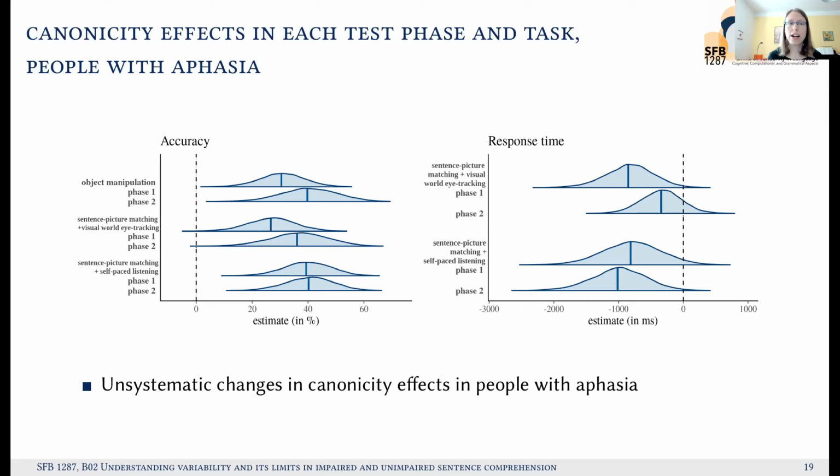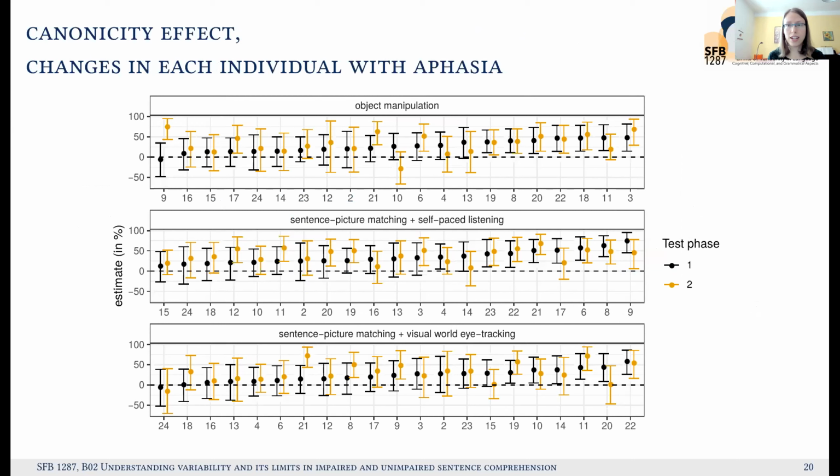And how does this look like when we consider each of our people with aphasia separately? This is what you can see here. On the x-axis, you can see the 21 people with aphasia, and on the y-axis, you can see their estimates for the canonicity effect, in black for the test phase and in yellow for the retest phase. So when we look, for example, at participant 21, we can see that there is a shift away from 0 in the retest phase in the canonicity effect.